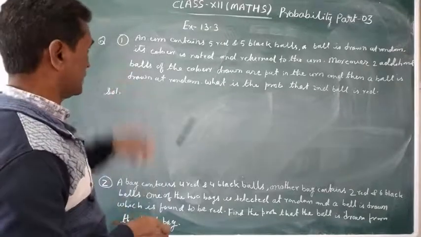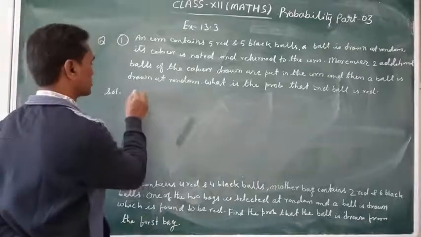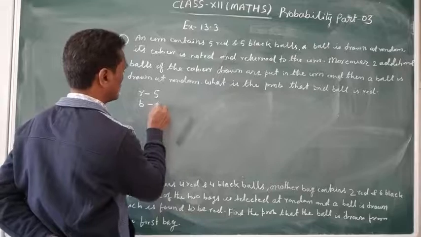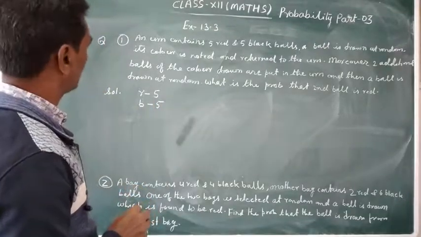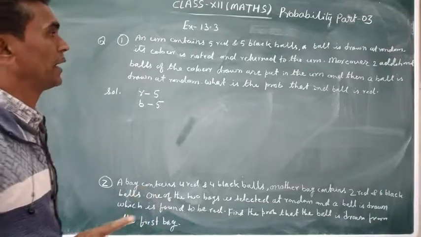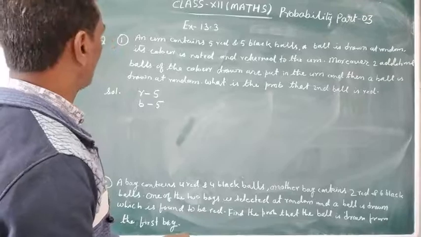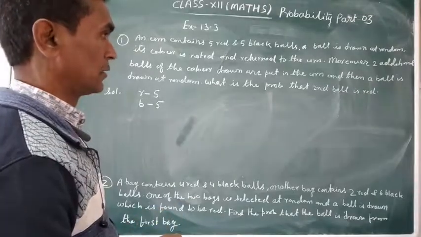An urn contains 5 red balls and 5 black balls. So the number of red balls is 5 and the number of black balls is 5. A ball is drawn at random. Its color is noted and returned to the urn. Moreover, 2 additional balls of the color drawn are put in the urn.